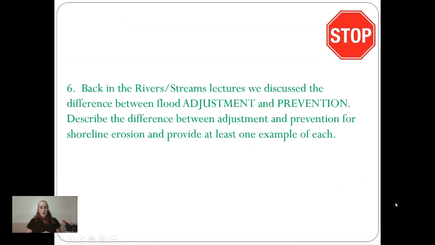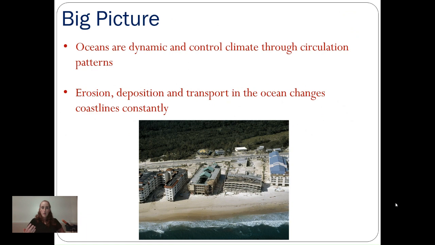Okay, so to finish up, back in the rivers and streams lectures, two units ago, we discussed the difference between flood adjustment and flood prevention. If you need to go back and remind yourself about those definitions, you might need to do that here. What I want you to do is describe the difference between adjustment and prevention for shoreline erosion, and then provide at least one example of each. That'll finish up this unit on the hydrosphere. I have a couple of big picture key points here if you want to look at them. And then our fifth and final week is going to be the climate and atmosphere section of this course.